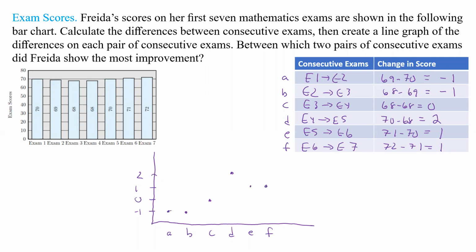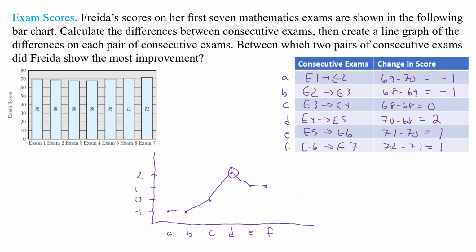And before we even draw that line in, we can see that is the largest point here. The change that's the biggest is on D, which is from test 4 to test 5. That's the biggest change.